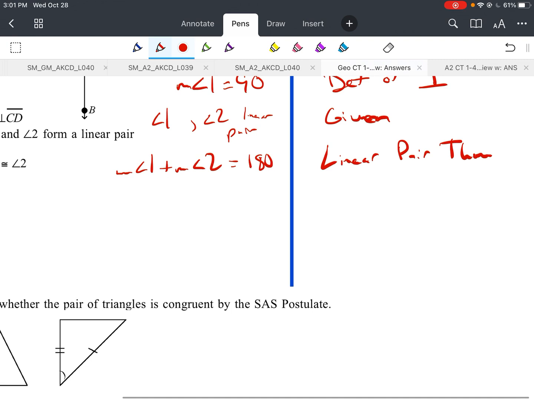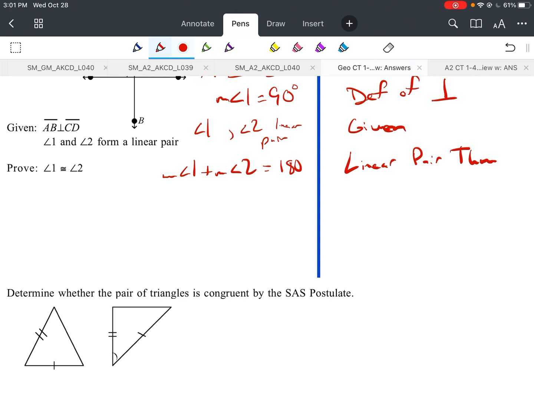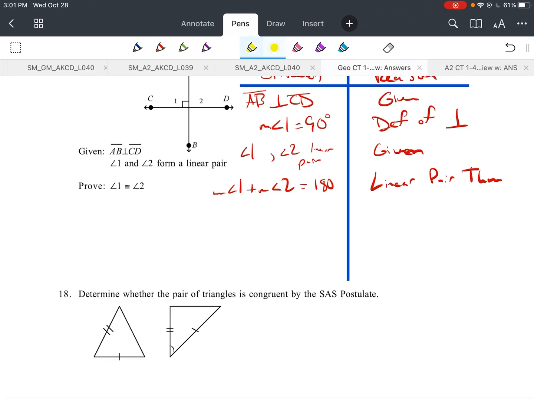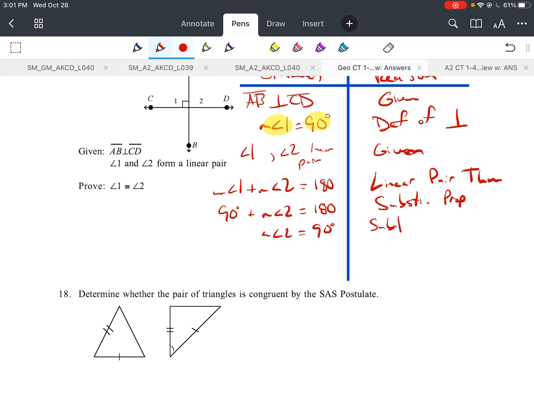All right, let's use a little bit of substitution, and then we'll be good. So substitution, what does that mean? That means right here, I know angle 1 is 90. So this would be 90 degrees plus the measure of angle 2 equals 180. That's a little substitution. And then the last thing you really want to do is subtract from both sides. So then you'll have the measure of angle 2 equals 90. And that's the subtraction property.